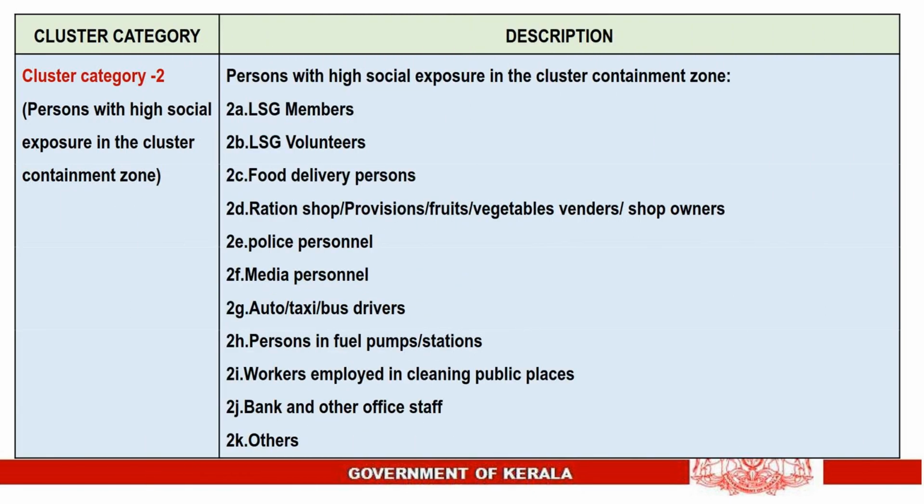Cluster Category 2 includes persons with high social exposure in the cluster containment zone like LSG members, LSG volunteers, food delivery persons, ration shop or provisions or fruits or vegetables vendors or shop owners, police personnel, media personnel, auto, taxi or bus drivers, persons in fuel pumps or stations, workers employed in cleaning public places, bank and other office staff and others.